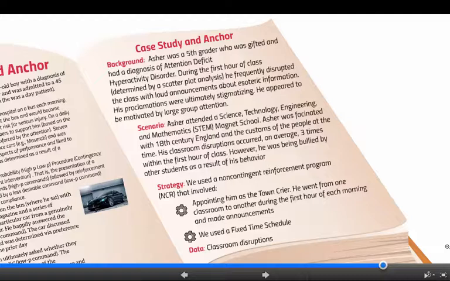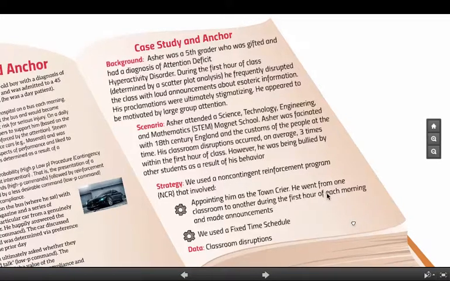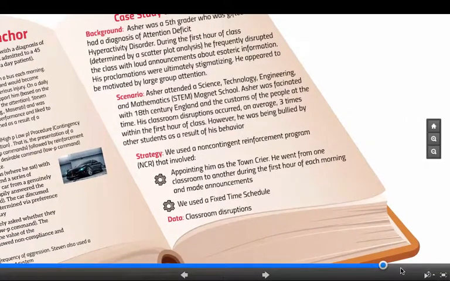And his classroom disruptions occurred on average about 3 times in the first hour of day. Unfortunately, Asher was also being bullied by other students as a result of his behavior. So what we put in place is what's referred to as a non-contingent reinforcement program, NCR. And this is what it involved. We appointed Asher as the town crier. That was his designation. And town criers are something from 18th century England that he had read about.